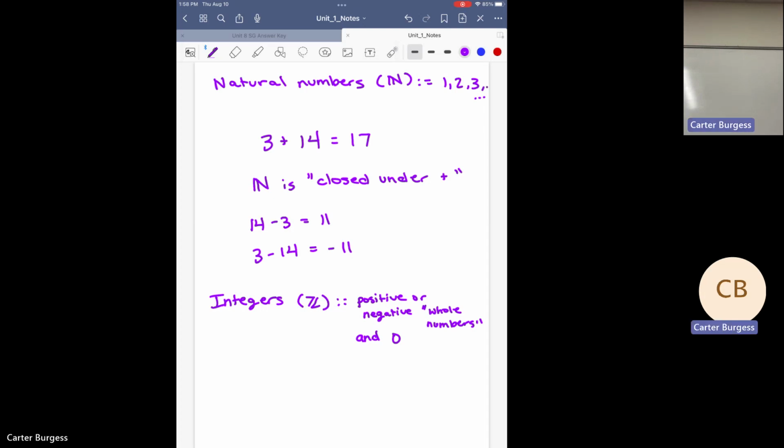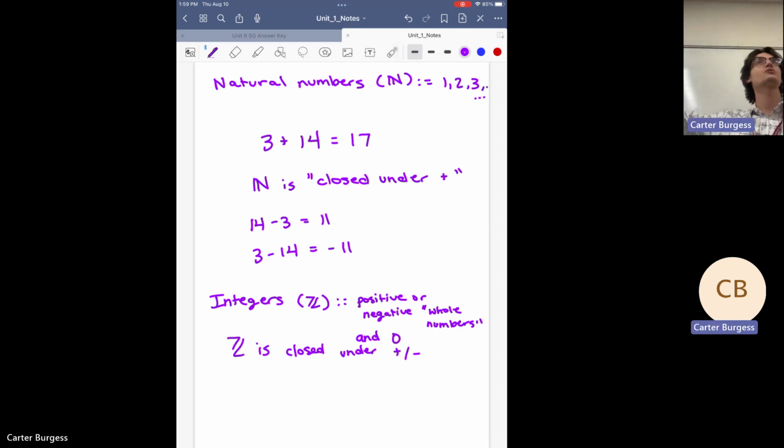And what we find is that the integers are a pretty good place if we want to do addition and subtraction. In fact, we might say that Z is closed under addition and subtraction. And that would be true. We can add and subtract integers as much as we want, and we don't need more numbers to do that.